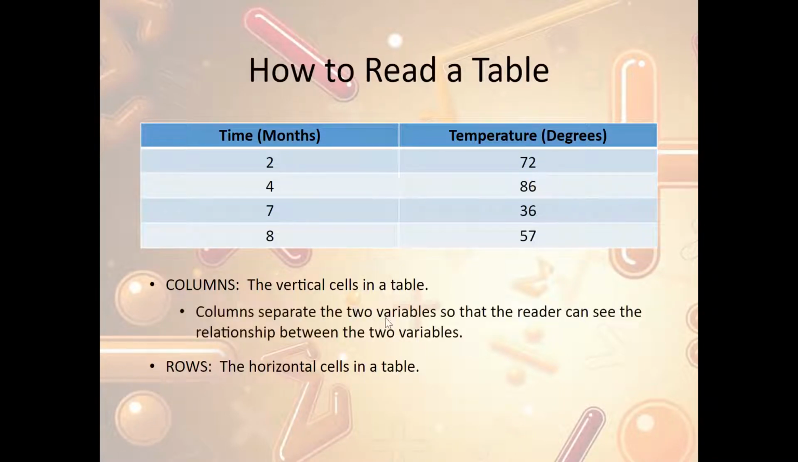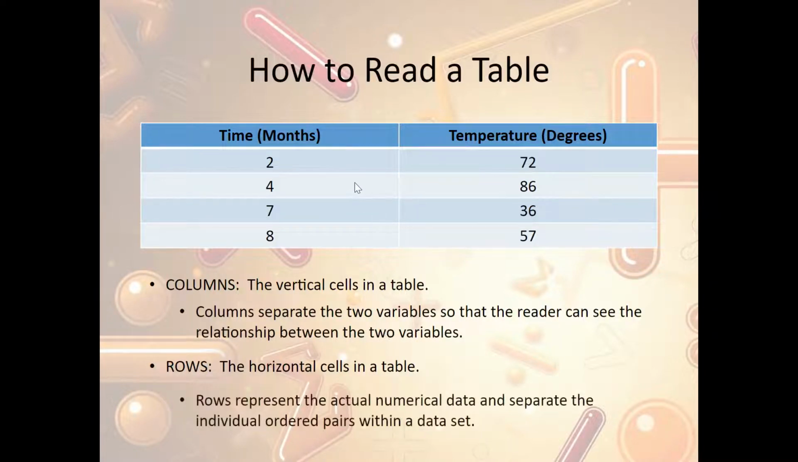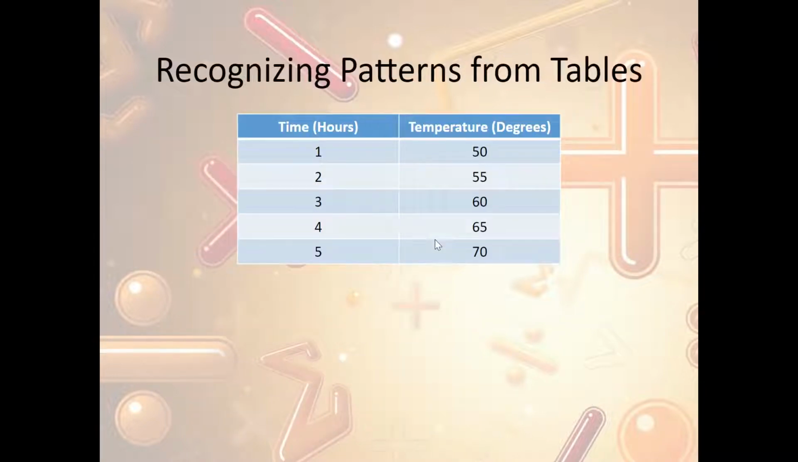Now the columns separate the two variables. So this separates time from months. And the rows separate the actual data. So this is a data point. This is a data point. This is a data point, and this is a data point.